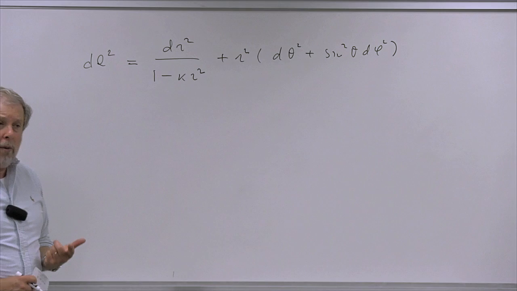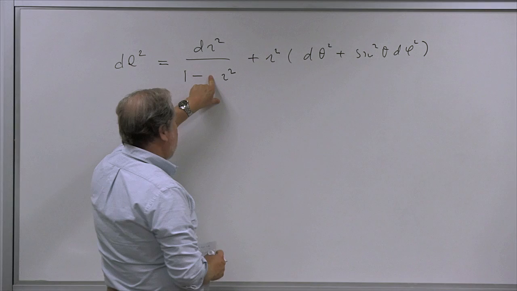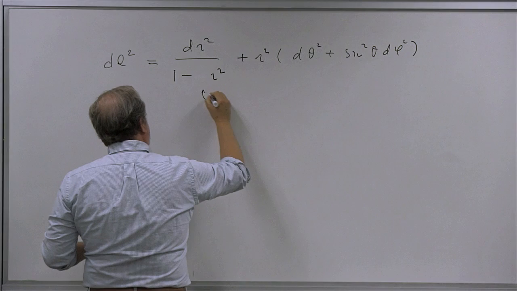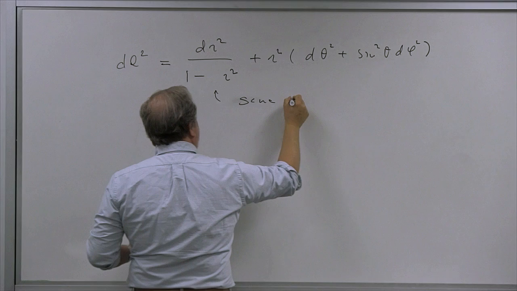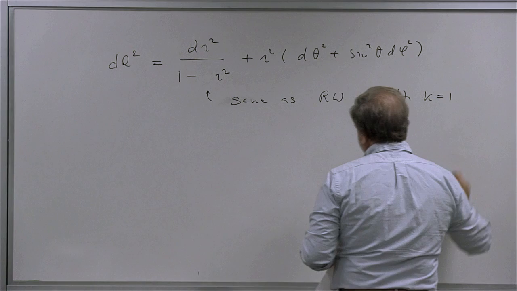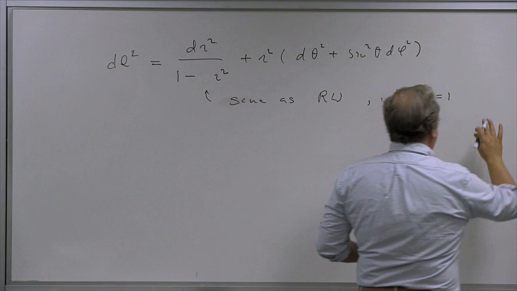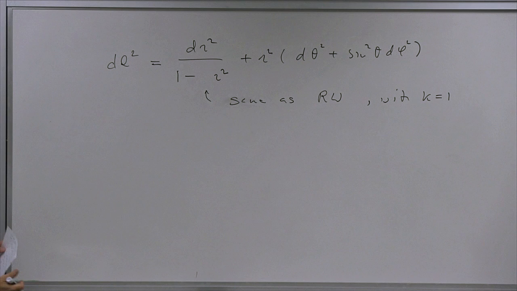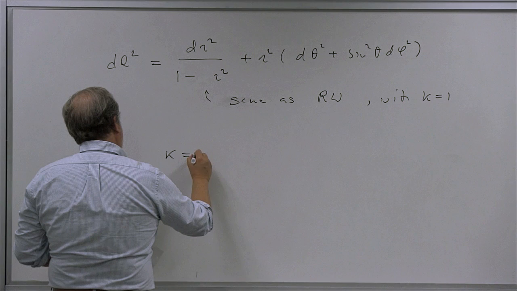And the difference, sorry, there is no k here, it's just a 1, right? So in this case, we do have that k. So same as the Robertson-Walker we had at the very beginning with k equal to 1, right? And of course, the Euclidean one is when k was equal to 0, when the r squared wasn't there, and that's the Euclidean one. So we have that k equal to 0 is a flat space.